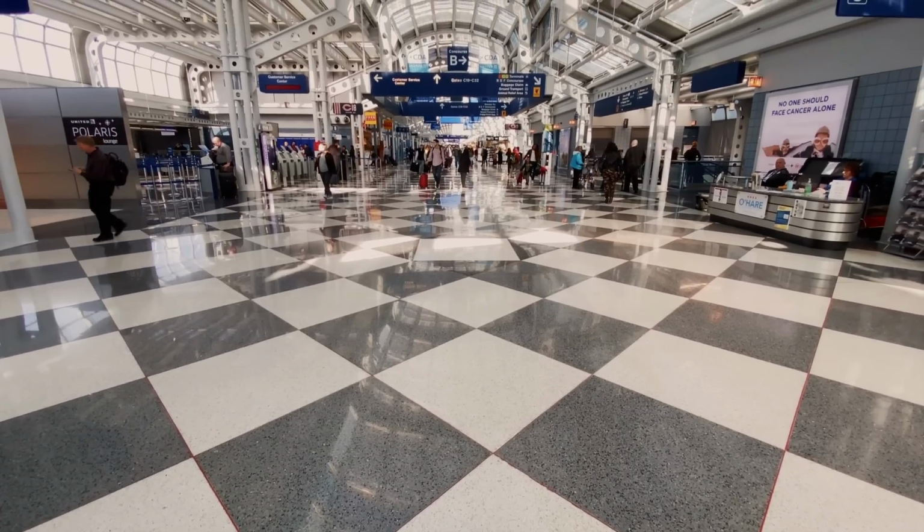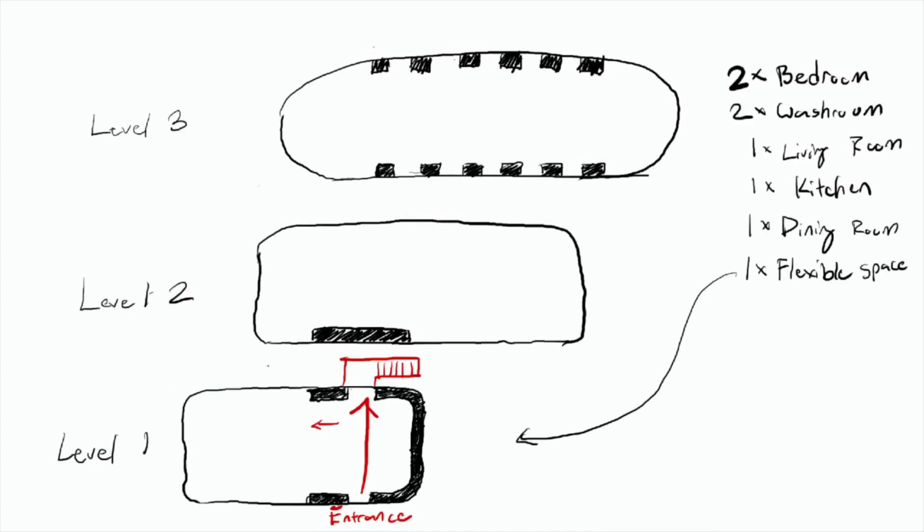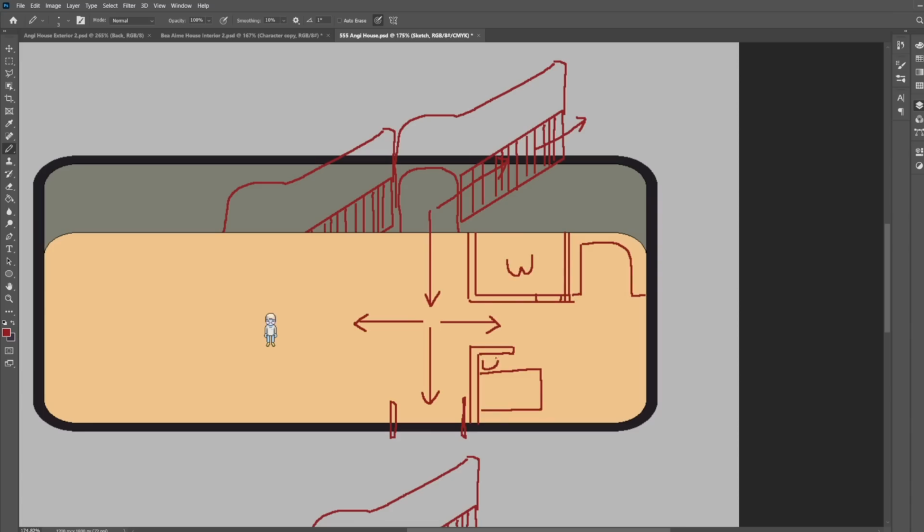The ground level will have a simple and open design, so we can have a straight line from the entrance to the stairs, with any furniture placed on either side. On the 2nd level, we can also have a straight line from the stairs. This doesn't lead anywhere, but it divides the mother's room from Angie's room. We should have a bedroom, a washroom, and a closet for each.